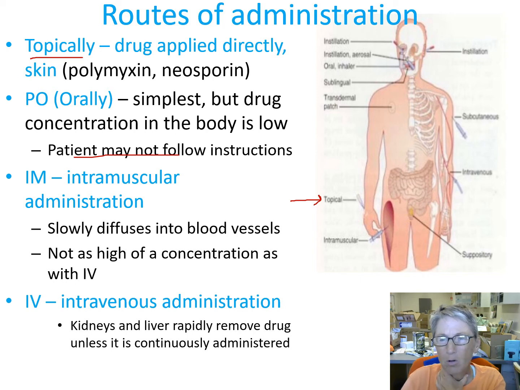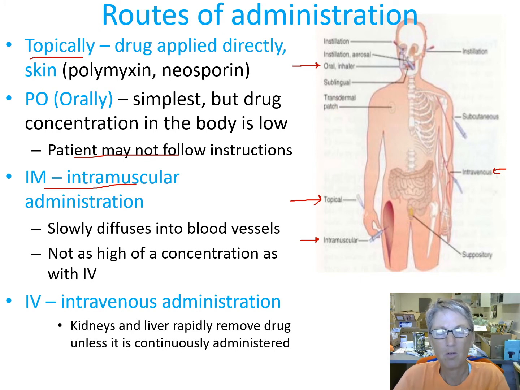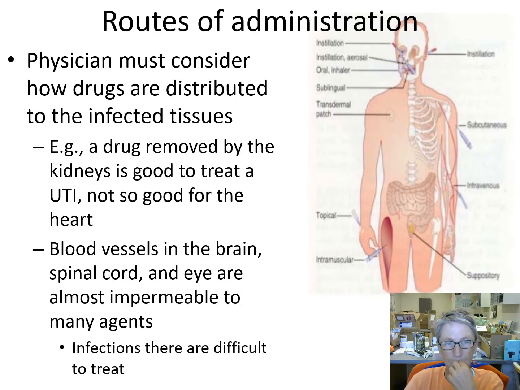So here in this cartoon, here's oral, here's an inhaler. Also, you could do an IM, or an intramuscular administration. That's here, so you give them a shot. And then IV over here. IV, intravenous administration. So you kind of have to continuously administer that, or the kidneys and liver will rapidly remove the drug. The physician has to consider how the drugs are distributed to the infected tissue.